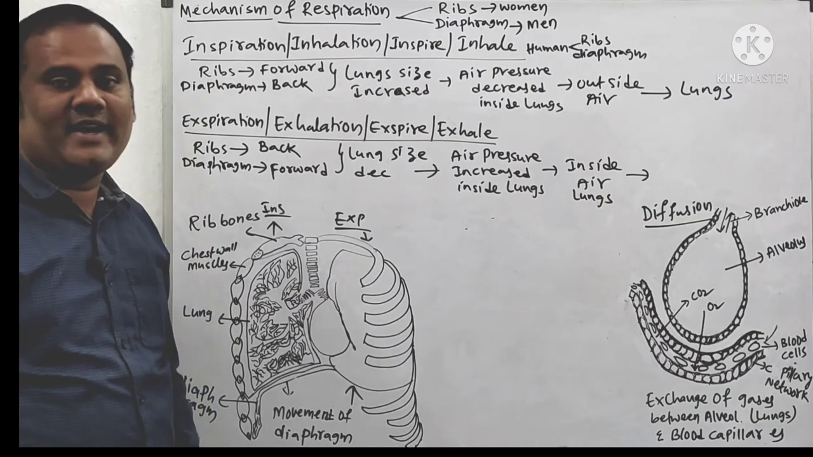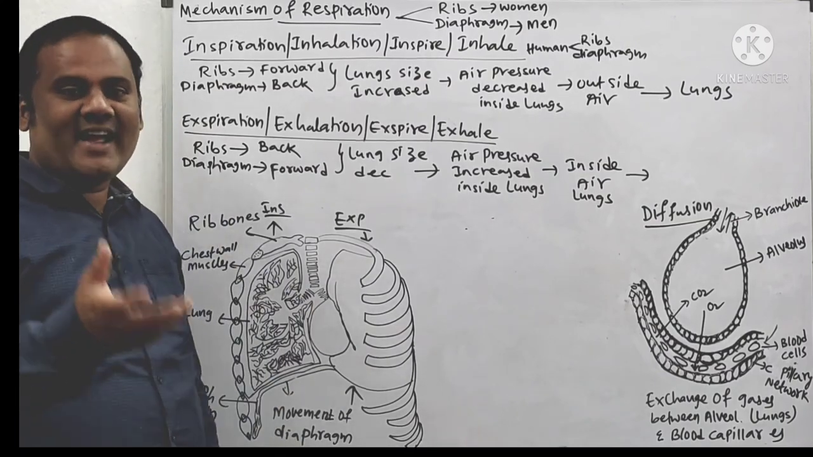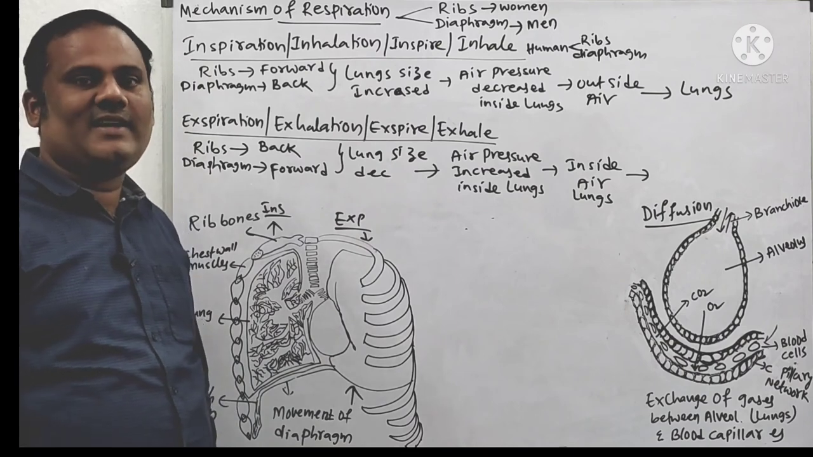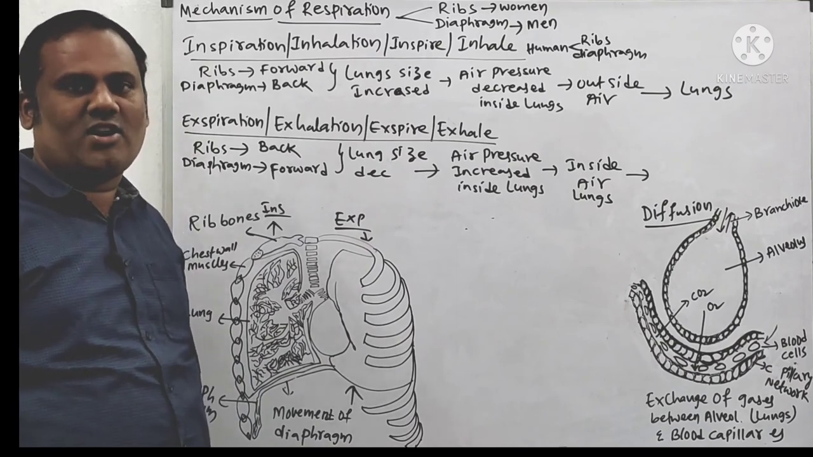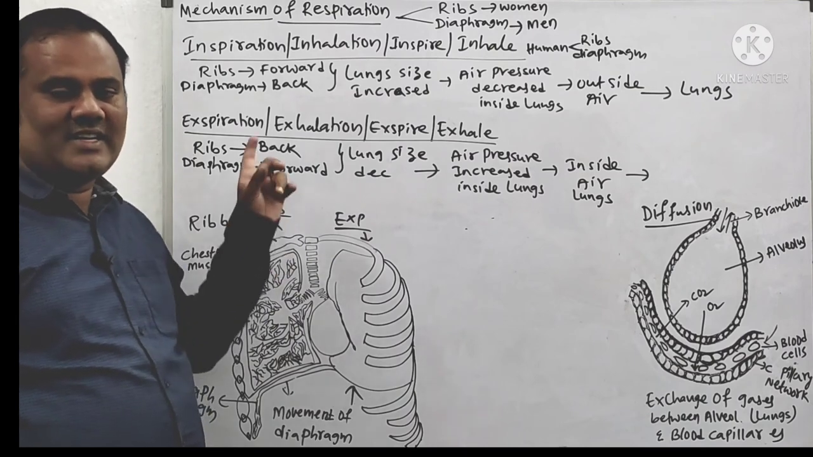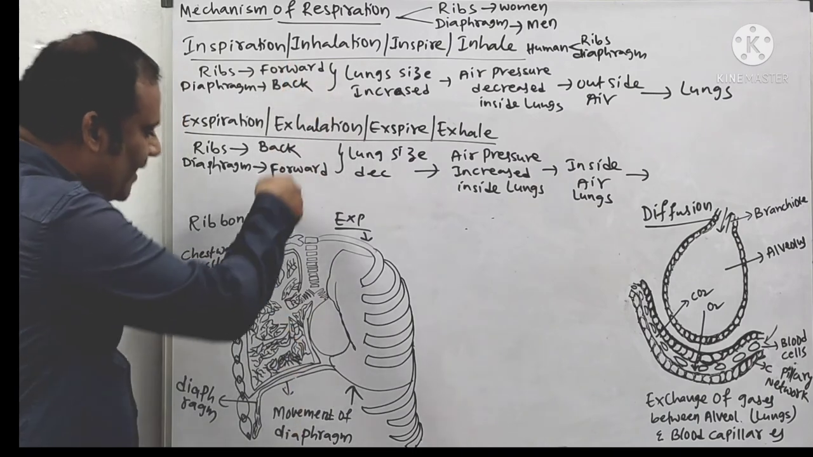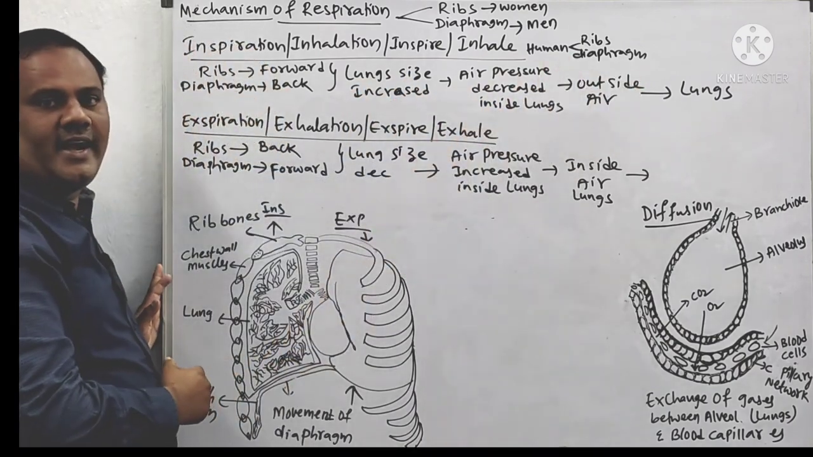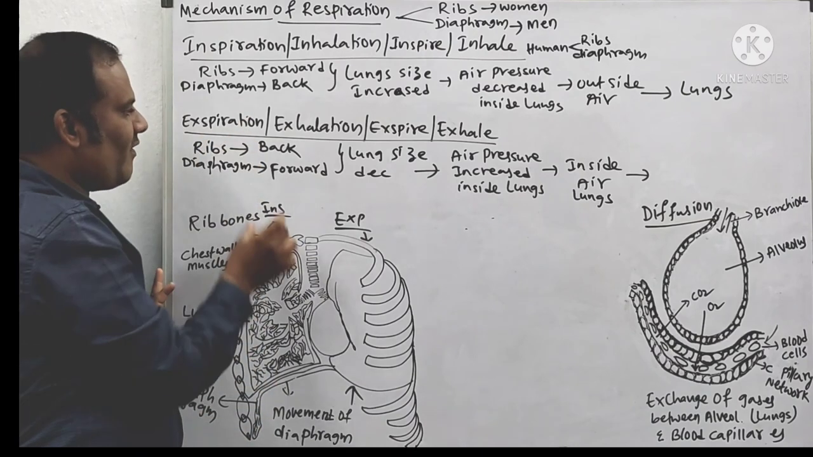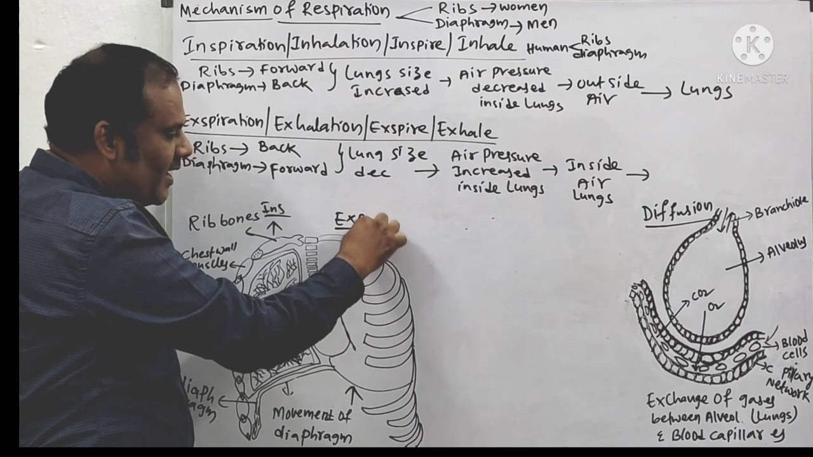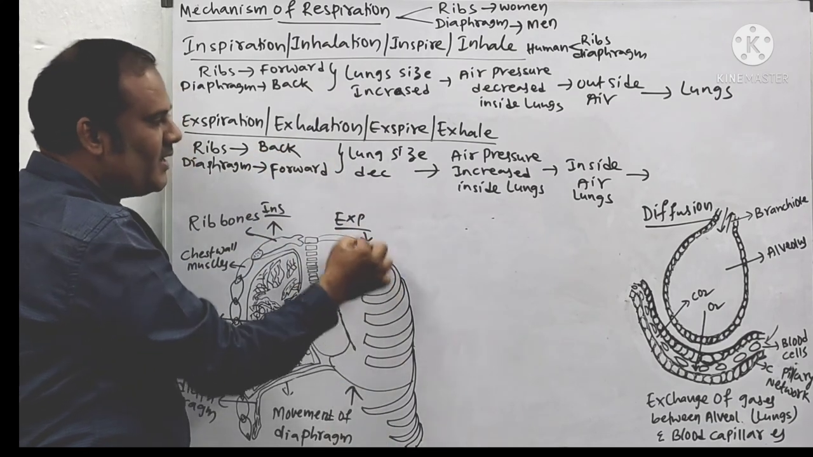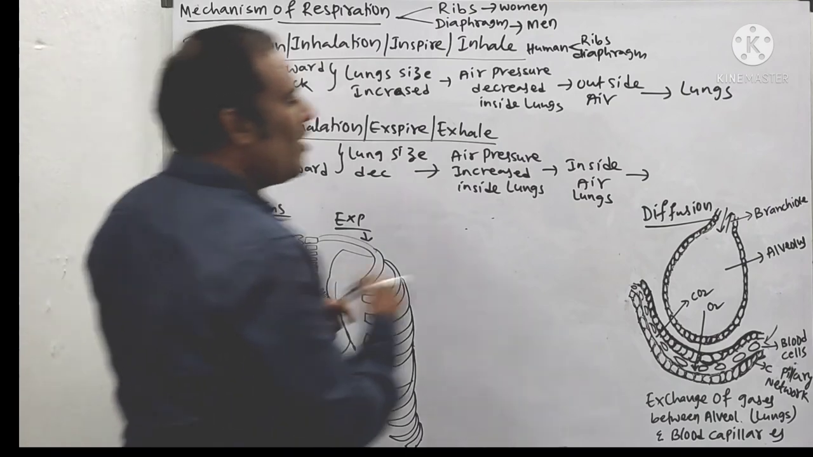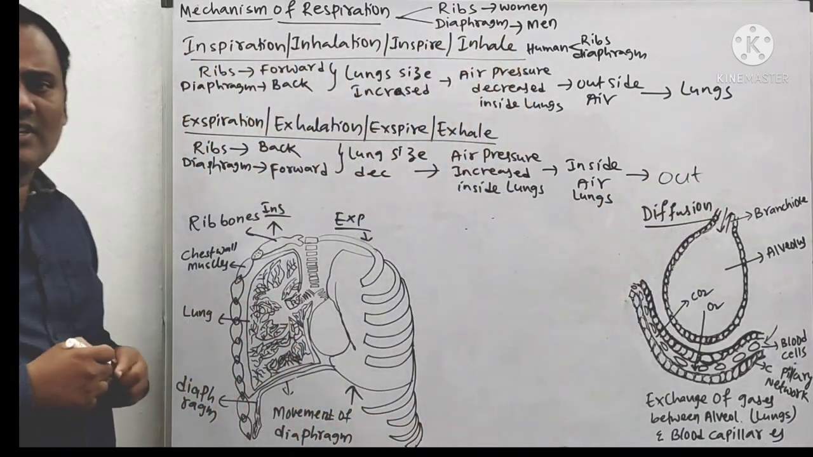Now somewhat practically. I can't show my lungs, children, but I can show it in a practical way, which will give a clearer understanding of this concept in detail. First, once again: in inhalation, the ribs move forward and the diaphragm is pulled backward, so the size of the lungs increases, air pressure decreases, and outside air enters the lungs by diffusion. During expiration, the ribs come back and the diaphragm moves forward, the lung size decreases, air pressure increases, and the air inside the lungs goes outside. This is what we learn theoretically.